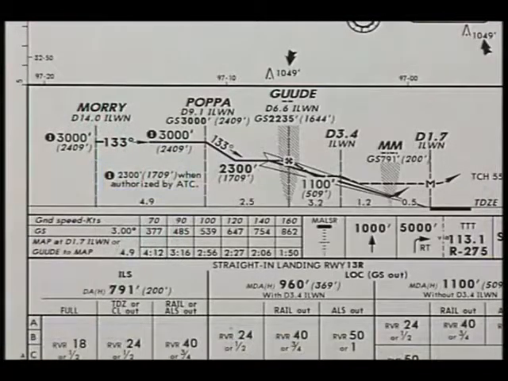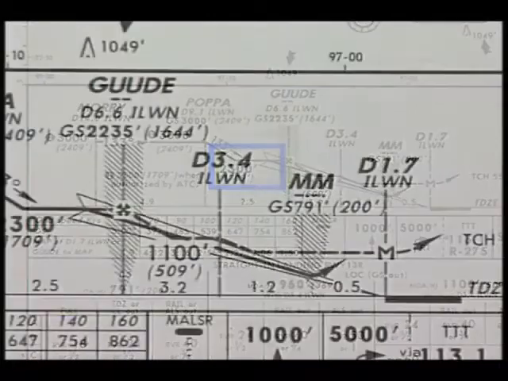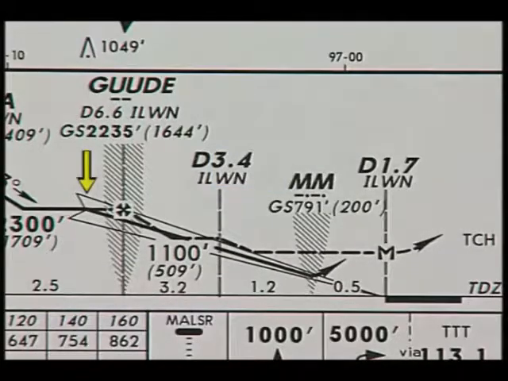The final approach fix, or FAF, marks the beginning of the final approach segment on an ILS approach. The FAF is located at the glide slope intercept point when at the minimum altitude. For this approach, the final approach fix is just prior to reaching Good, where the solid line begins a descent. The notation GS 2,235 represents your altitude as you pass Good when on the glide slope.